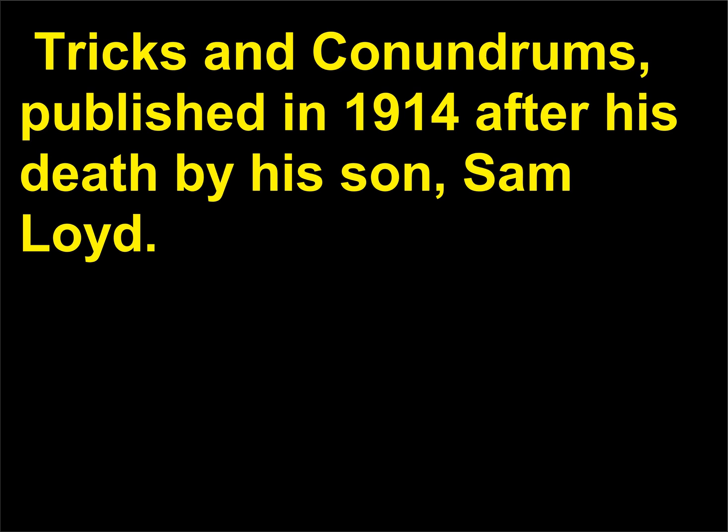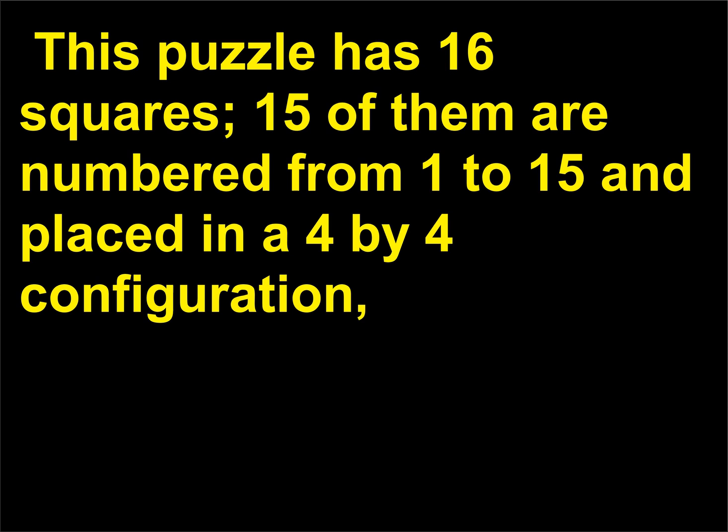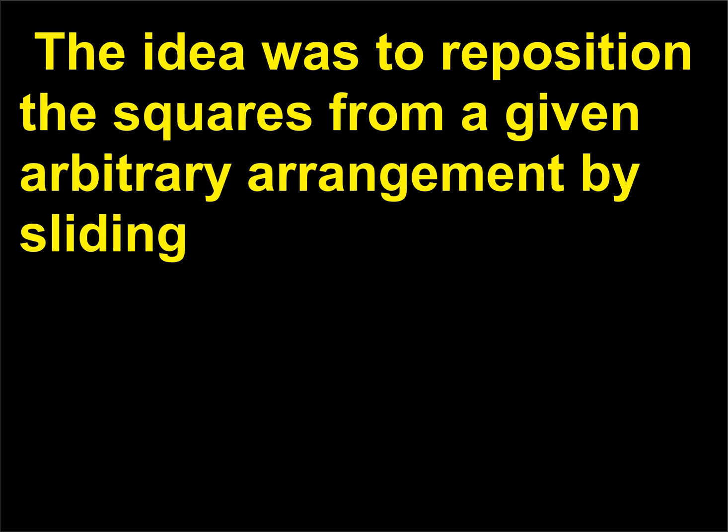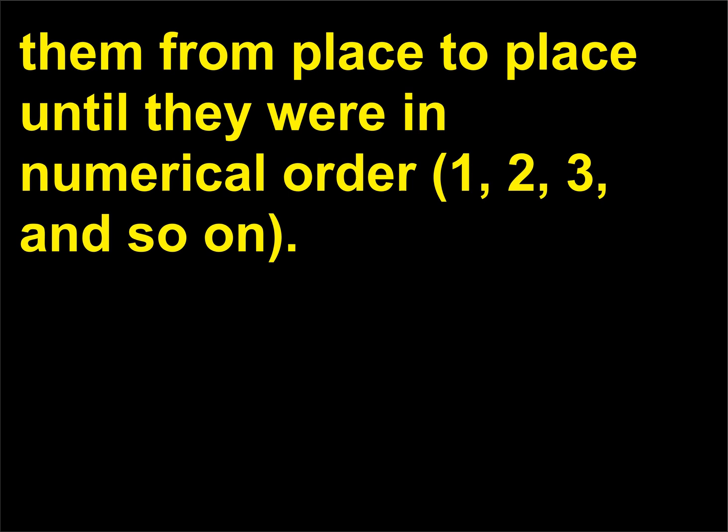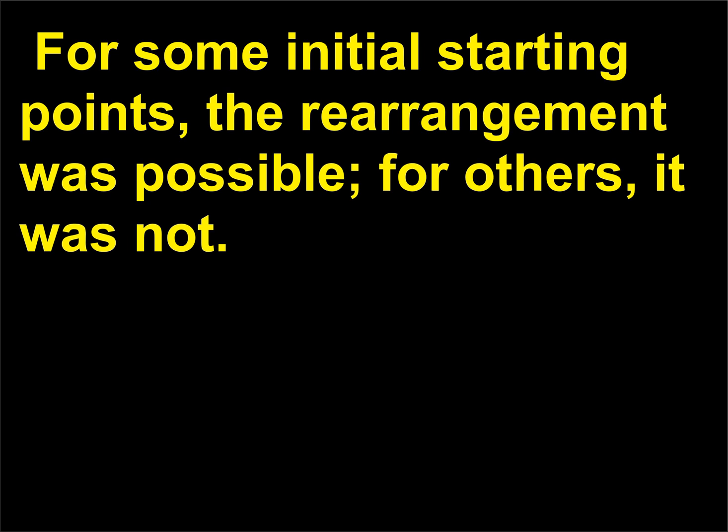This puzzle has 16 squares, 15 of them numbered from 1 to 15 and placed in a 4x4 configuration, with one position, the 16th, left open. The idea was to reposition the squares from a given arbitrary arrangement by sliding them from place to place until they were in numerical order, 1, 2, 3, and so on. For some initial starting points, the rearrangement was possible; for others, it was not.